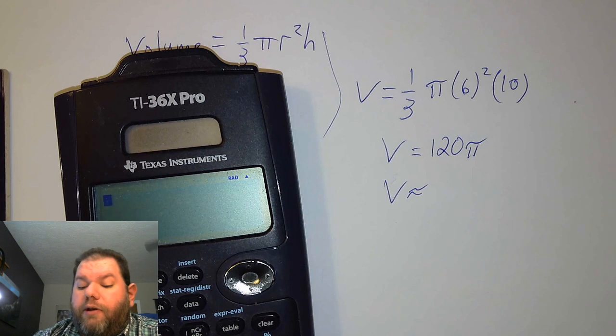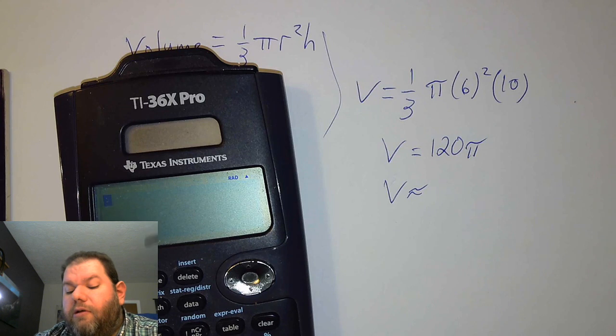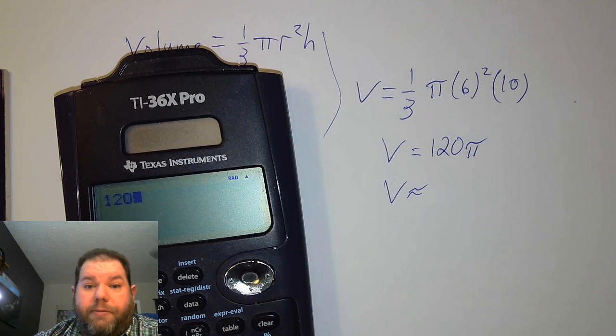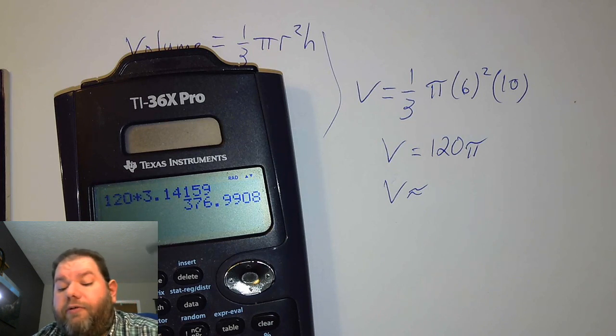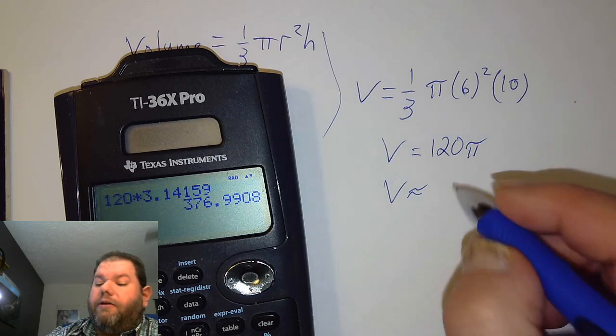It's not a mode issue. How would we approximate that? Well, I mean, at worst, we can just plug in 3.14159 for pi. So we can get our approximate answer that way. We know it's 376.99.